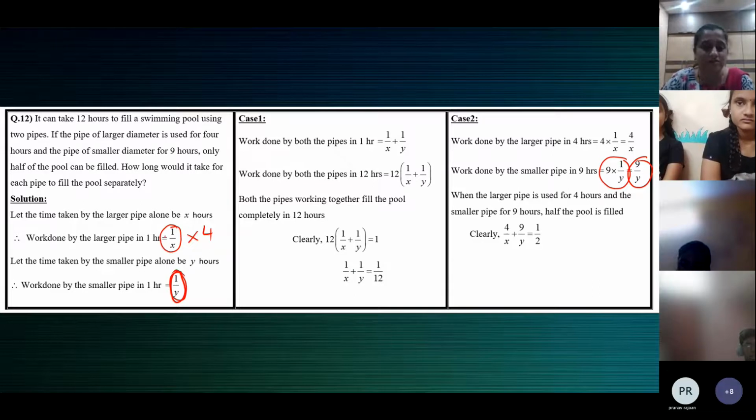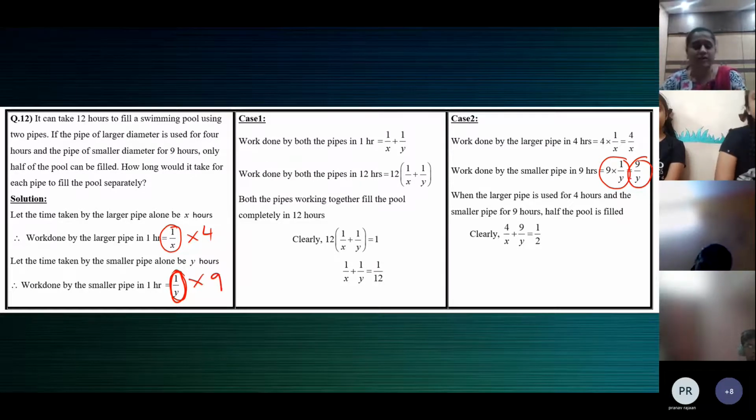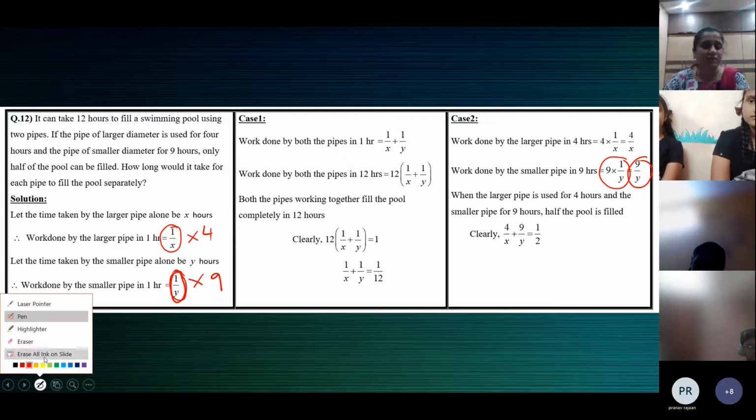At the end of 4 hours, this larger pipe is closed. It is kept open for 4 hours, and then it's closed. So beyond 4 hours, only the smaller pipe is working up to 9 hours. So this one is used for 9 hours into 9, so 9 by y. So 4 by x plus 9 by y.